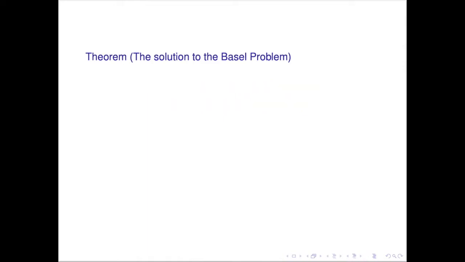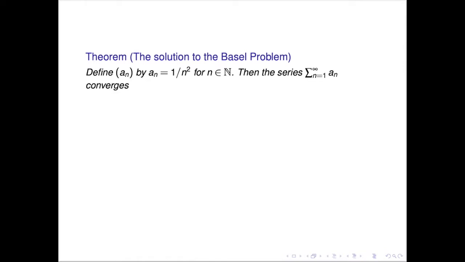So to kick things off, we start with the statement of the Basel problem and its solution itself. Define the sequence a sub n by 1 upon n squared for all natural numbers n. Then it follows that the series a sub n from n equals 1 to infinity converges, and the value it converges to is pi squared upon 6.